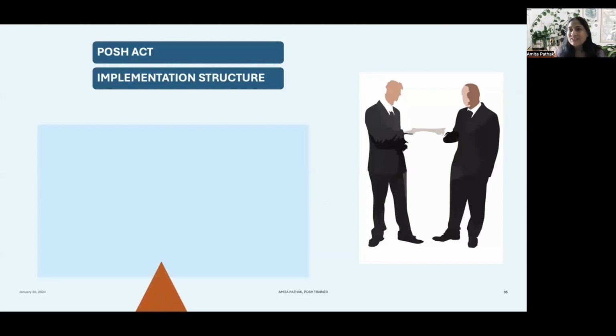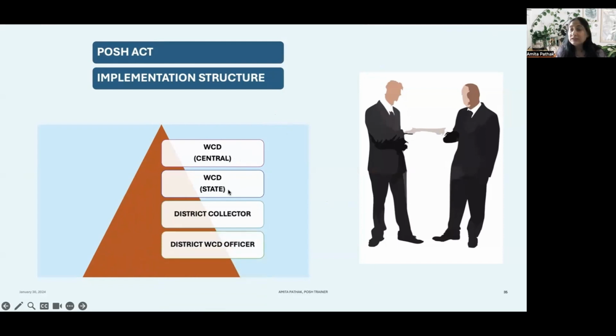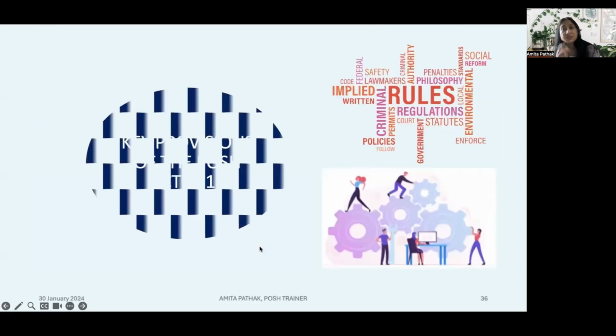POSH Act implementation structure. What is the implementation structure? Firstly, the Central WCD, the Ministry of Women and Child Development, is the ministry under which the POSH Act comes at the central level. Under this, there is the state-level Women and Child Development department of every state. In every state, there is a district collector and then a district Women and Child Development Officer. So this is the POSH Act implementation structure.